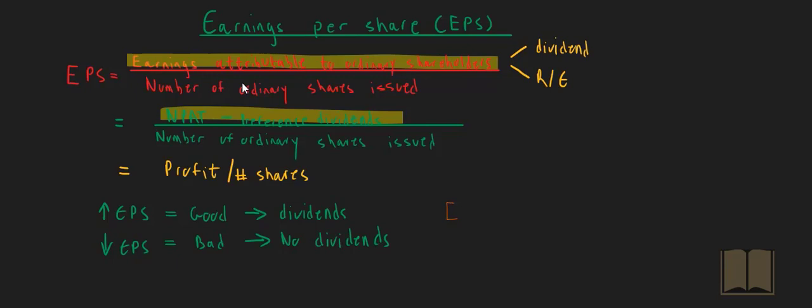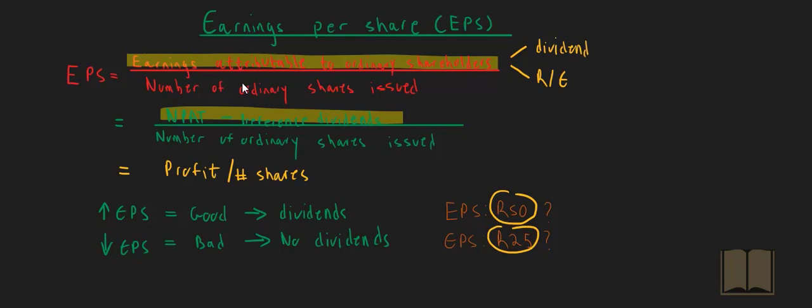Now, does that mean that a share which has an earnings per share of 50 Rand is better than a share which has got an earnings per share of 25 Rand? Which of these two would you invest in? Well, it depends. You cannot just simply look at the earnings per share and make a determination as to which share is better to invest in.